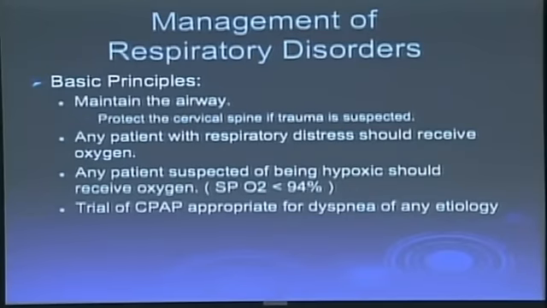Any patient with respiratory distress should receive oxygen. Any patient suspected of being hypoxic should receive oxygen. If you suspect them to be hypoxic, check their SpO2. If their SpO2 is less than 94, they are hypoxic. Now that means, the simple thing then, that if the patient is not appearing to be short of breath, they're having what you think is a STEMI, they're not short of breath, their SpO2 is 96, they don't need supplemental oxygen.